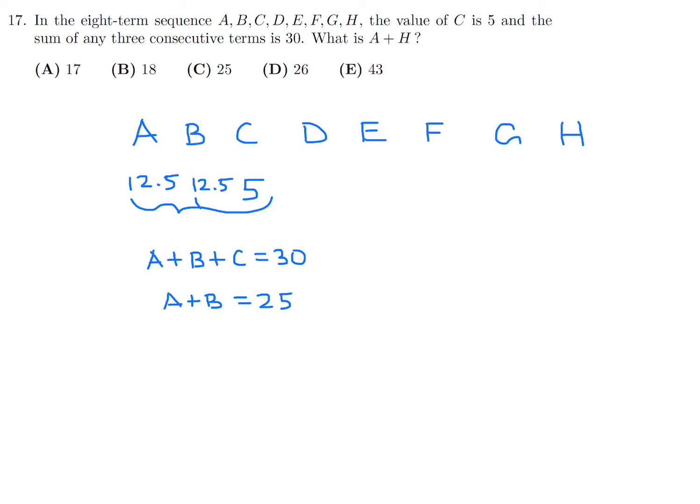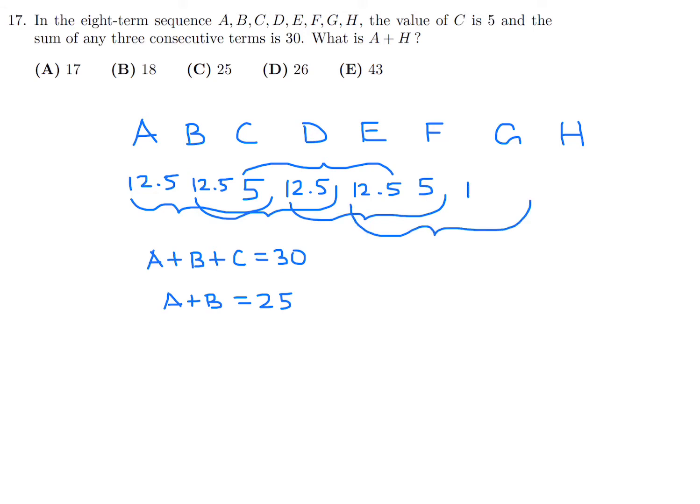If that is the case, then these 3 consecutive terms have to add up to 30, and the only way that's going to be is if this is 12.5, right? 12.5, 12.5, 25 plus 5. And in a very similar way, these 3 have to add up to 30, and the only way that's going to be is if that's 12.5. Now, these 3 have to add up to 30, and that means that has to be a 5. These 3 have to add up to 30, so this is 12.5. And finally, the last 3 have to add up to 30, and the only way that's going to be is if that's 12.5.